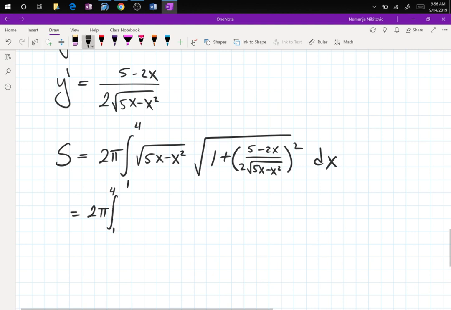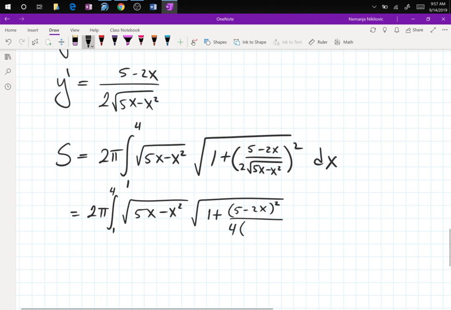Integral 1 to 4, square root of 5x minus x squared, and then the square root of 1 plus 5 minus 2x squared on top. The bottom kills the, that's a 4 on the bottom. 2 squared is 4. And the bottom just kills the square root. So that's the easy part.